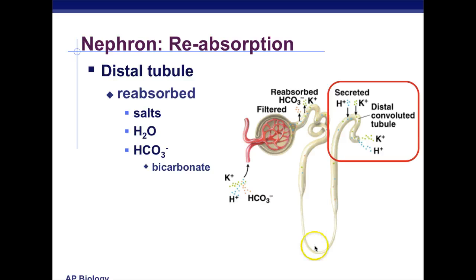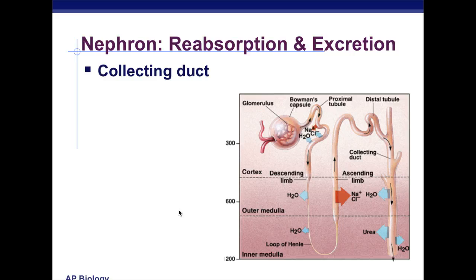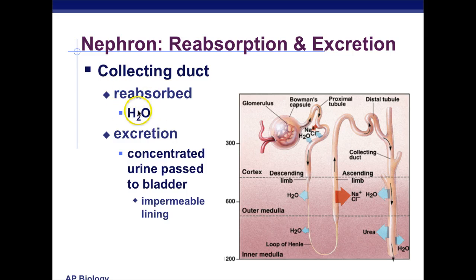The distal tubule, distal meaning after the loop of Henle, we've reabsorbed salt, some more water, and then pretty much all the bicarbonate ions back into the blood. And again, bicarbonate is used to buffer the blood and maintain pH. The collecting duct, the final part of the nephron, we reabsorb water, and whatever we don't reabsorb back into the blood, so anytime I say reabsorb, meaning the material is going to travel back into the blood, whatever isn't reabsorbed is going to be excreted from the body and pass out of the body as urine.